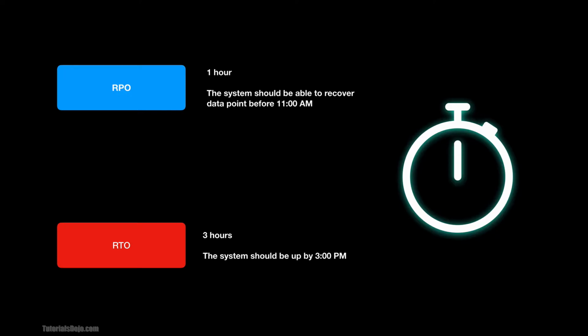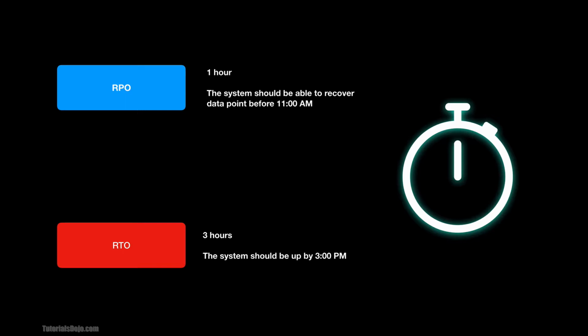RPO, on the other hand, is the acceptable amount of data loss measured in time. For example, if a disaster occurs at 12 noon and the RPO is 1 hour, the system should recover all data that was in the system before 11 a.m. The acceptable data loss should only be 1 hour, between 11 a.m.